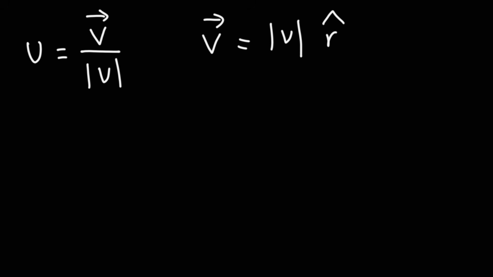A lot of formulas in physics with calculus, if you're taking that course, you'll see they'll define a vector usually in this format: its magnitude times direction. R hat is basically the unit vector of the position vector, which means we need to talk about position vectors real quick.